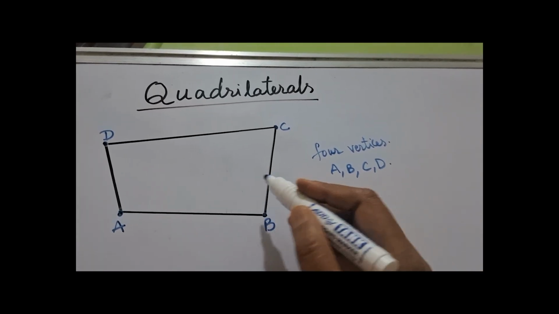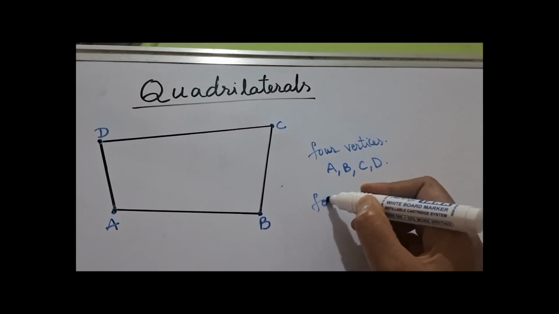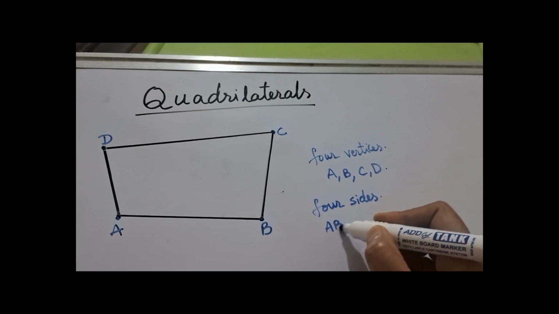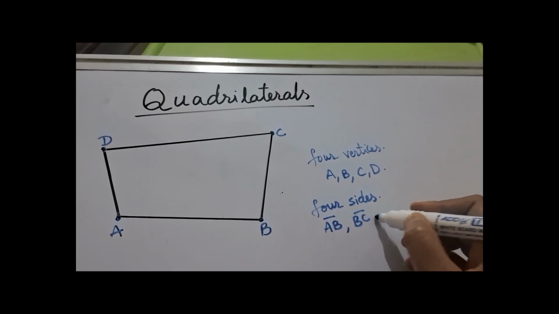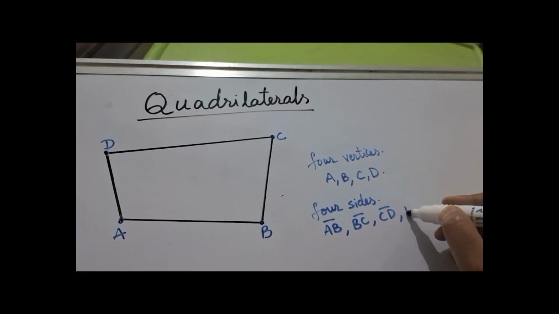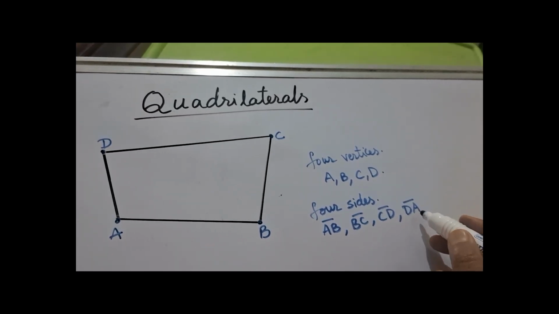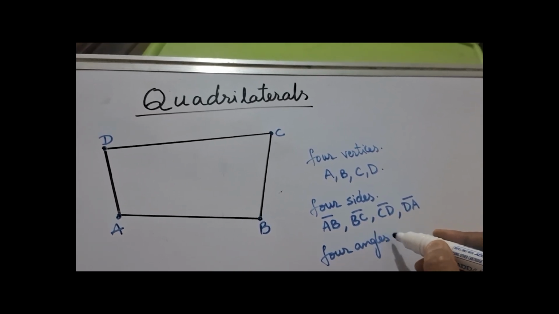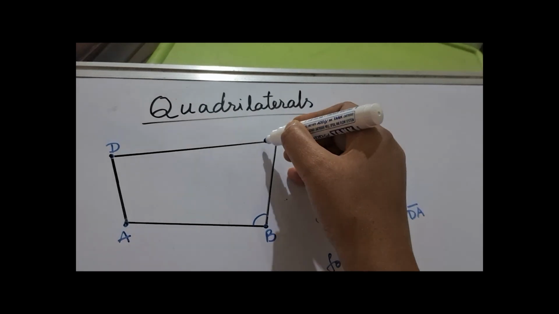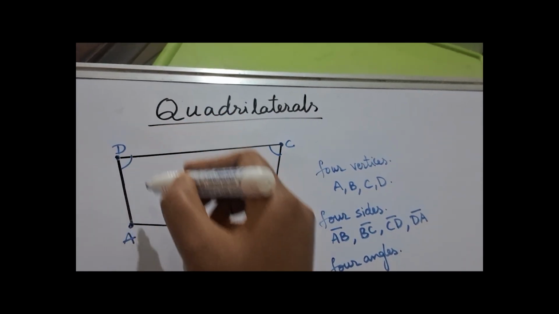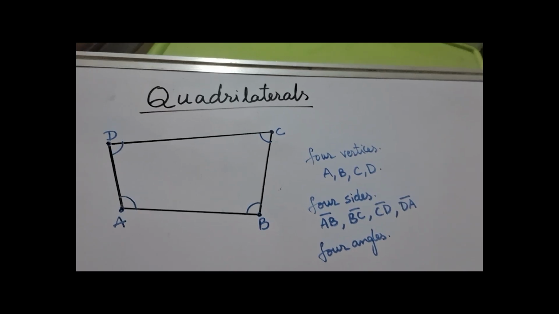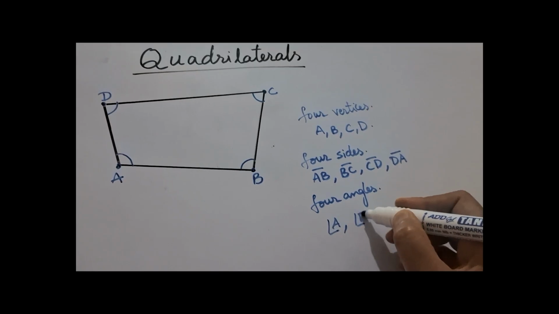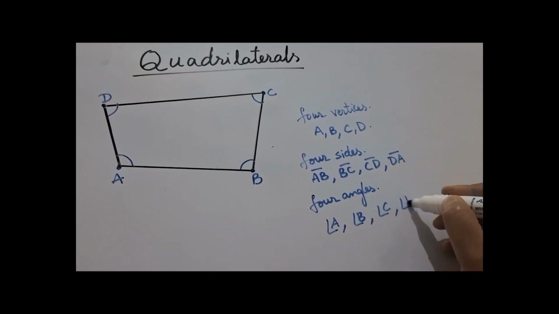A quadrilateral is having how many sides? Four sides. Name the four sides. AB is one side, BC is one side, CD is one side and DA is also one side. Four sides. A quadrilateral is also having four angles. Okay children, see, this is one angle, this is second angle, this is third angle, this is fourth angle. Now we will try to name the four angles. Angle A, angle B, angle C and angle D.